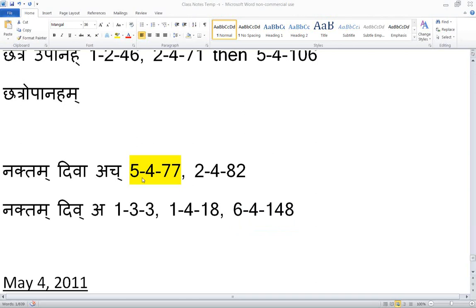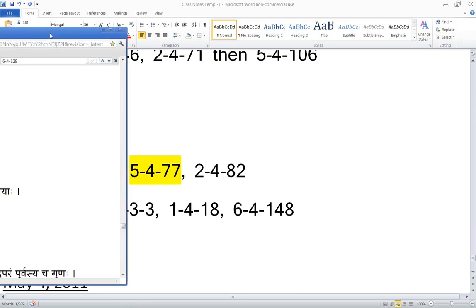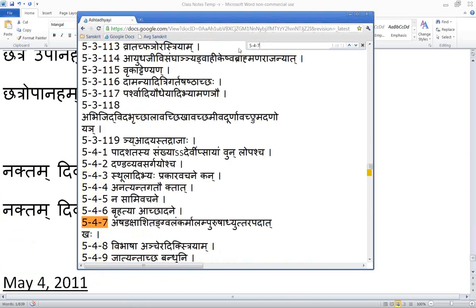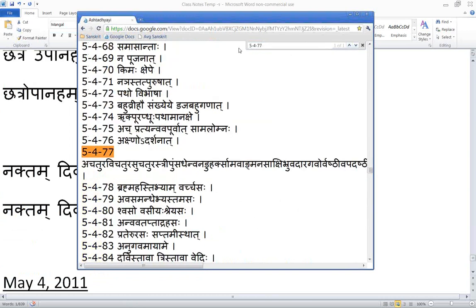Now, at this point comes a question to which, to be honest with you, I don't have a good answer. This form Naktan Diva is given in the Sutram itself, which we just saw, 5.4.77. Panini himself gives the form Naktan Diva. So there's no Vivada there. Naktan Diva is already given to us as a ready-made form.